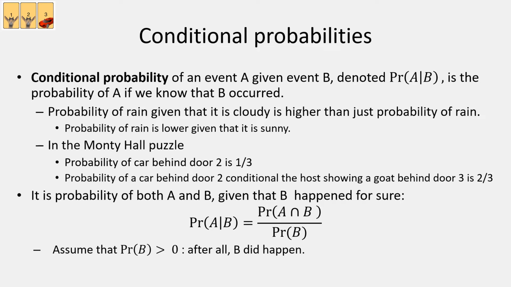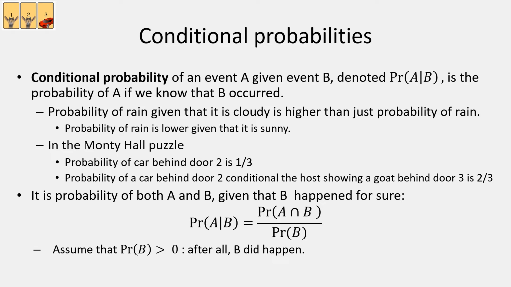So how do we calculate those probabilities? Well, what does it mean to have a probability of A conditional on B? That means that we know for sure that event B happened, and now we want to estimate not really the probability of A, but the probability of both A and B. So the probability of A given B, the probability of A given that B happened, is the probability of both A and B divided by the probability of B.